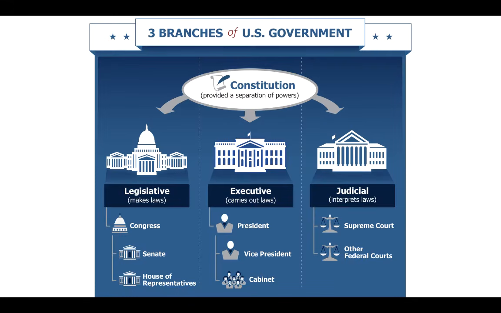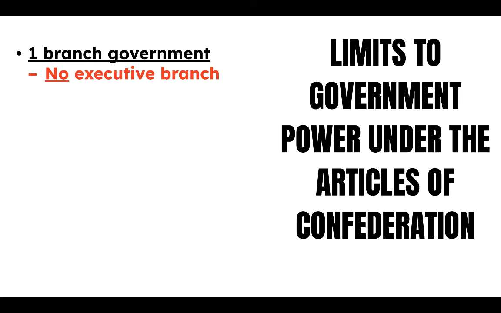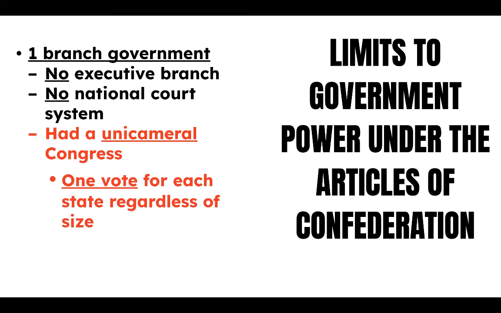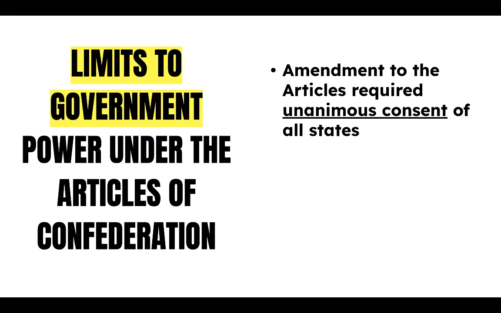Just in case you are wondering, today we have 3 branches of government. The Articles had 1. There was not an executive branch under the Articles. They were very worried about creating a position that would exercise power like a king would. Also, there was no national court system. Each state had 1 vote in the unicameral or one-house legislative branch, and changes or amendments to the Articles required unanimous consent of all 13 states.